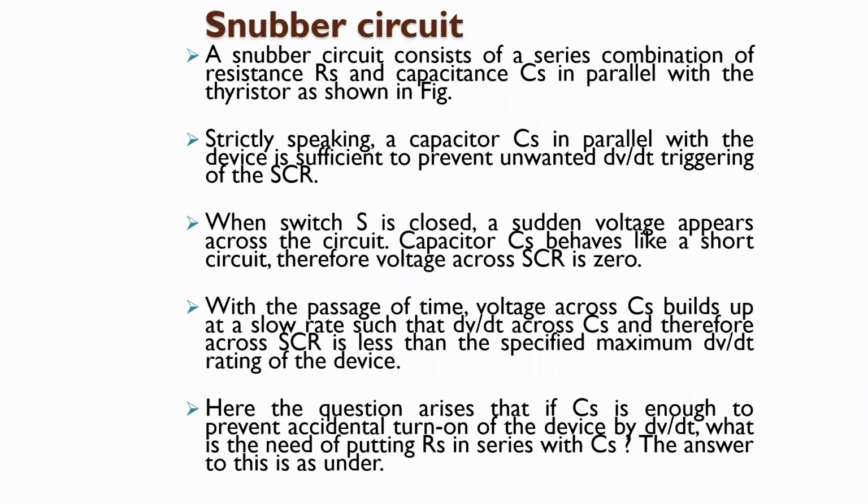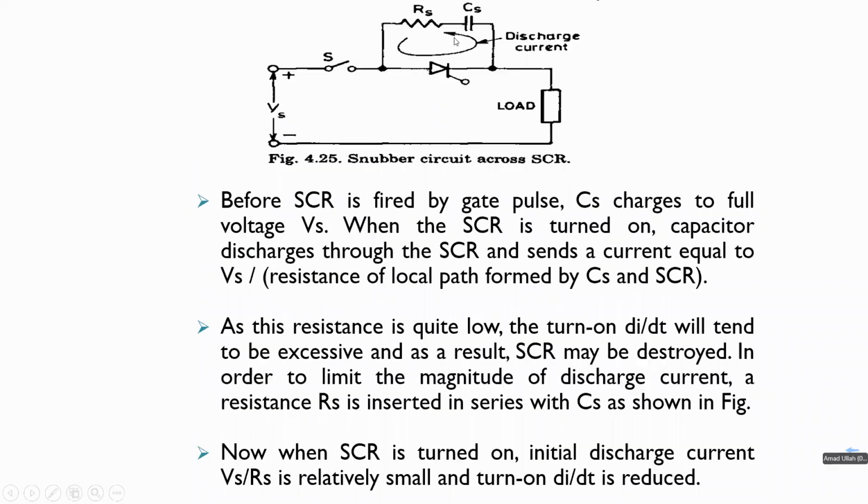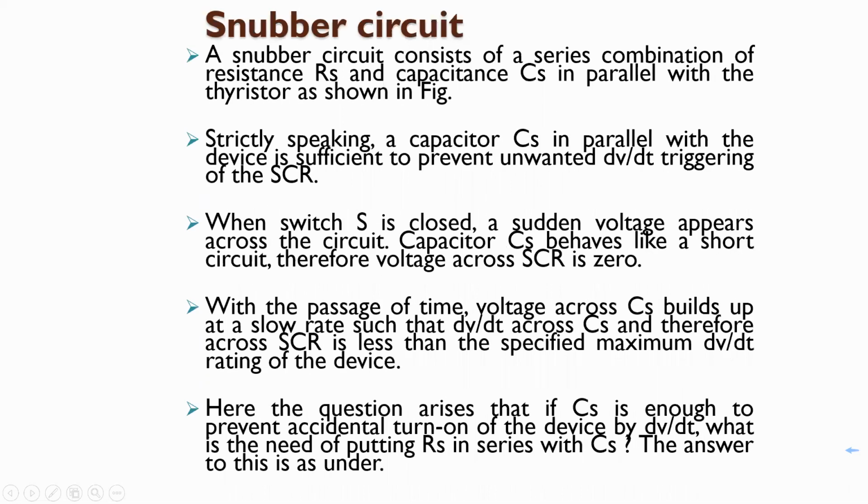So what is a snubber circuit? This is a snubber circuit. Here a resistor and capacitor are connected in parallel with the SCR. So this is called a snubber circuit. So how does it operate? A snubber circuit consists of a capacitor and resistor and it is connected in parallel with the thyristor.